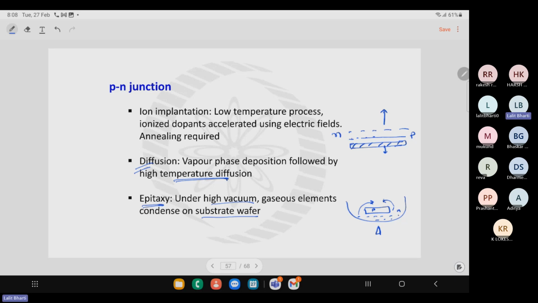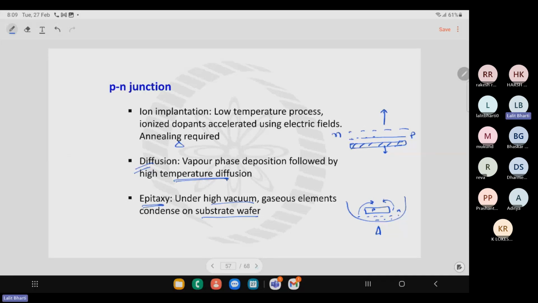Then similarly, ion implantation. It is basically a low temperature process. So your material will be ionized. It will be accelerated using electric fields, and after that, it will be annealed at some temperature, whatever is required. So these are basically a few techniques for how P-N junctions are made. Basically, you make layers of P and N type material.